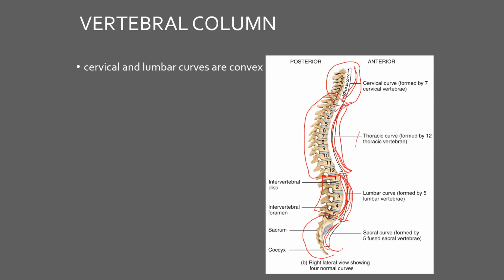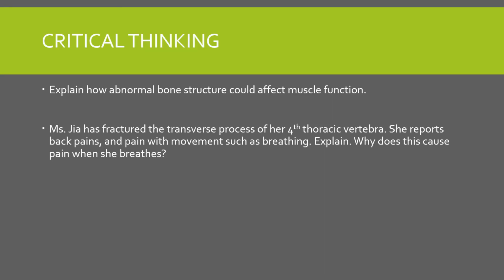So cervical and lumbar are convex, which means they bulge outwards, bulge out towards the center of the body. And the thoracic and sacral curves are concave. So they cup inward towards the body.